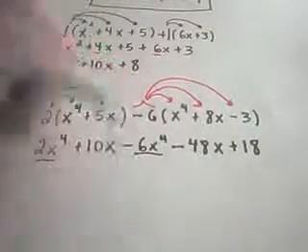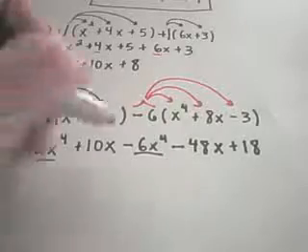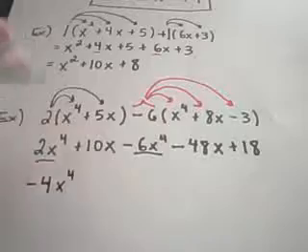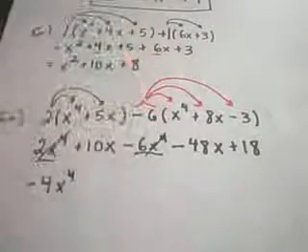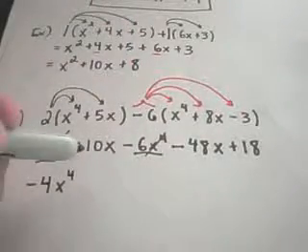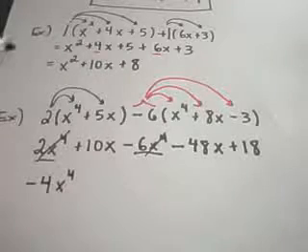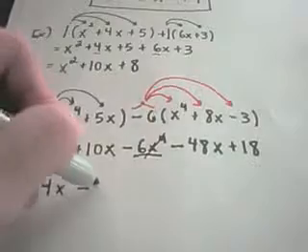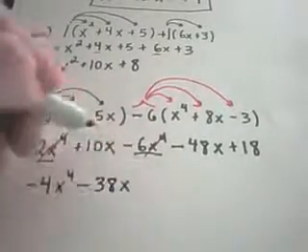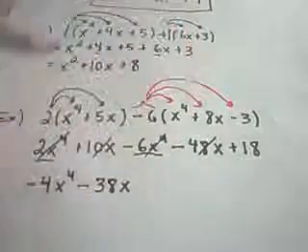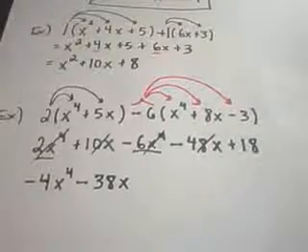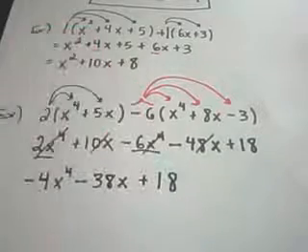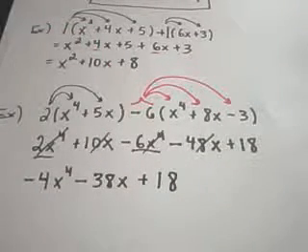So I see an x to the 4th term and an x to the 4th term. 2 minus 6 is negative 4x to the 4th, so that'll take care of that and that. I then have a positive 10x minus 48x. Positive 10 minus 48 is going to give us negative 38x. That'll take care of that and that. And then I have my whole number, positive 18, just hanging out. There's nothing to combine it with, so we'll simply leave that as positive 18.